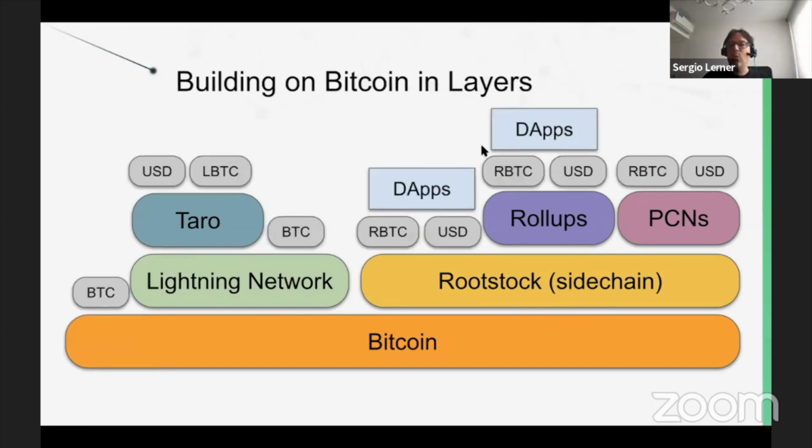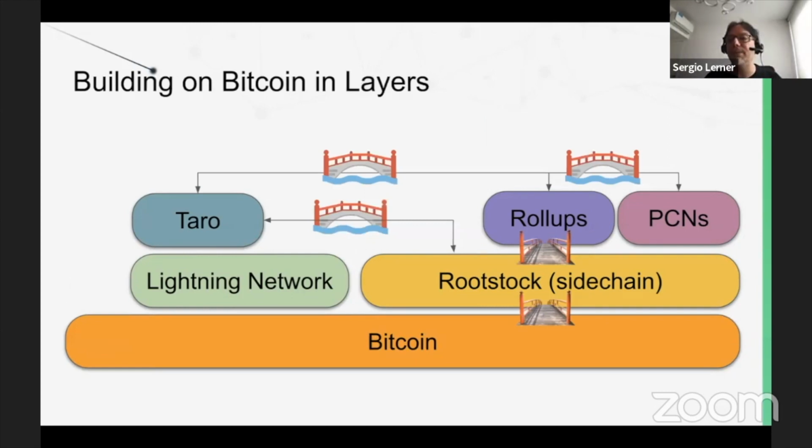And in each one of these layers, you can have not only BTC, but of course fiat stablecoins, and in the case of Rootstock, decentralized applications. All these layers must be connected in some way, and this is why bridges are created, right? So you could eventually create a bridge between Taro and Rootstock so that Rootstock assets can immediately be used from Taro and from the Lightning Network. You can create bridges between Taro and rollups, etc. So the possibilities are really endless here.